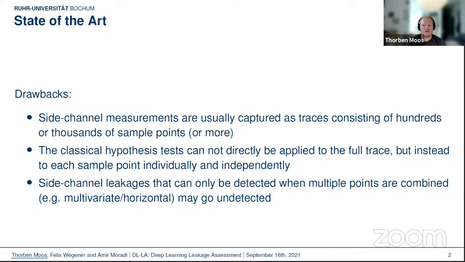And the main one is that the tests are normally applied to each point in the trace individually and independently. Therefore, they are typically not able to detect leakages which are spread over multiple time samples, like multivariate or horizontal leakages. And also the separation of statistical orders in the t-test has been shown to lead to false negatives in some corner cases.